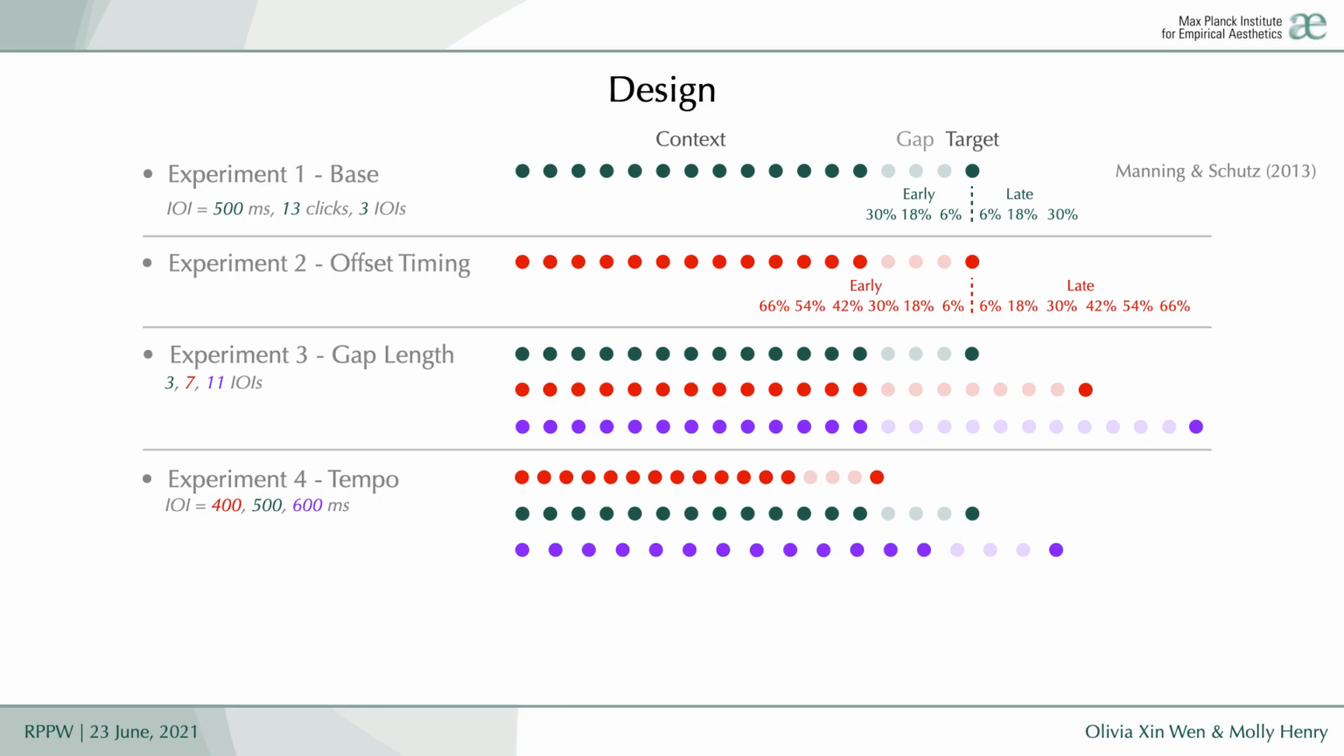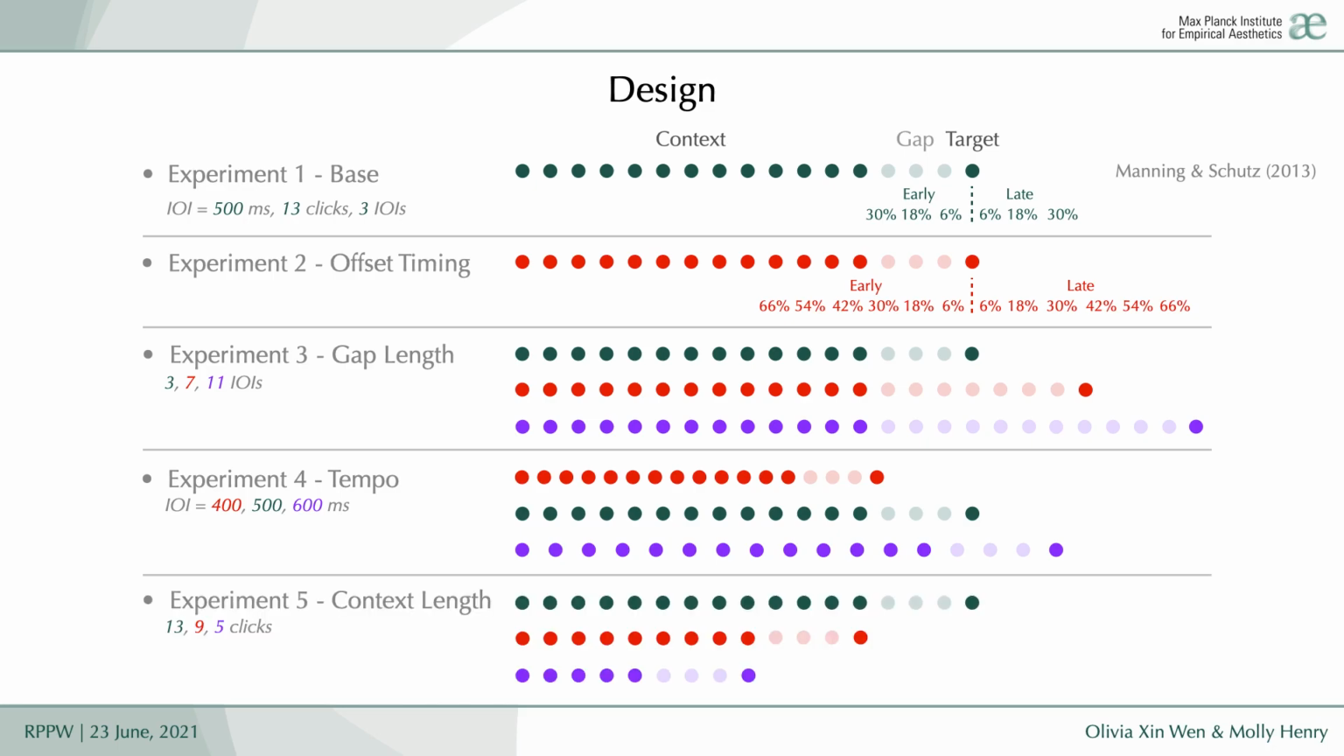In experiment 4, we varied tempo by adding 400 and 600 millisecond IOIs into the mix. We wanted to see whether the slider paradigm could pick up on global temporal context effects that we know occur when tempo varies from trial to trial. The last experiment shortened the context length from 13 clicks to 9 and 5. This means that participants have less tones to learn from and to synchronize to within a single trial.